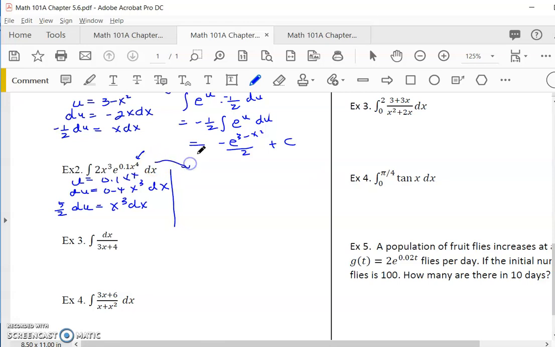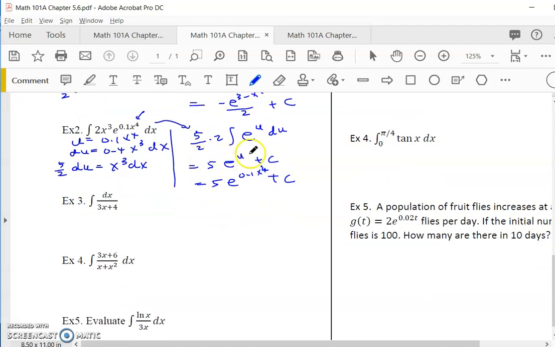After you do the substitution, it becomes 5 over 2 times 2 on the outside, and then e to the u du, because x cubed dx is 5 over 2 du. So it'll be 5 e to the u plus c. But e to the u is e to the 0.1 x to the 4th, plus c. So that's for e.